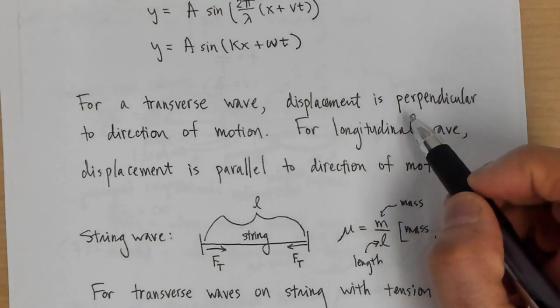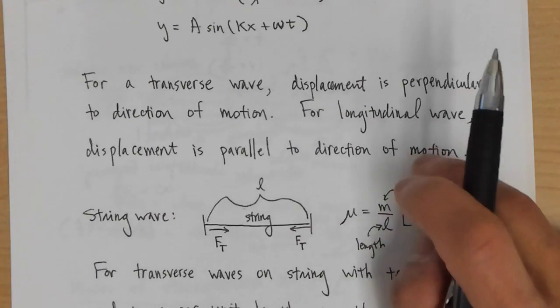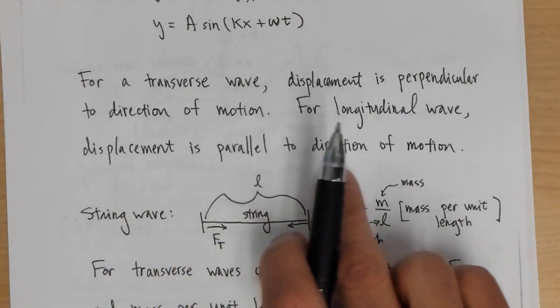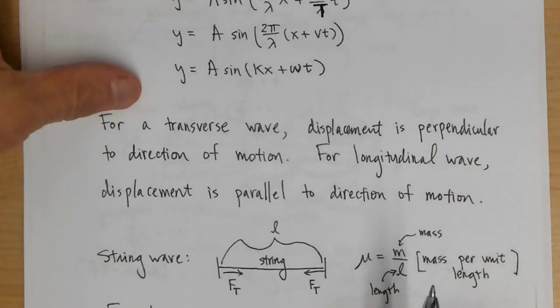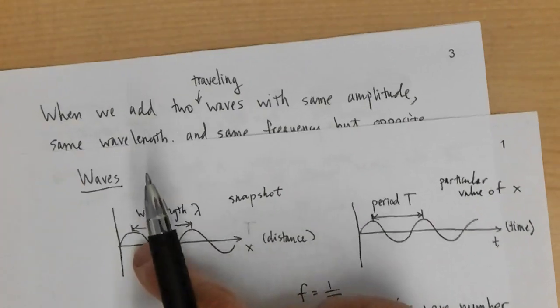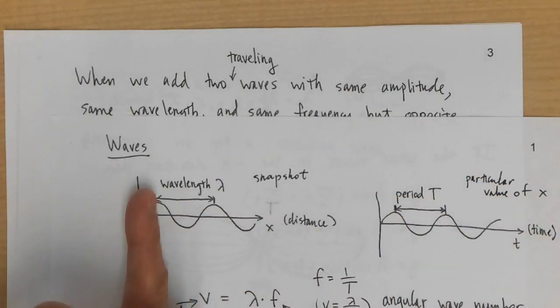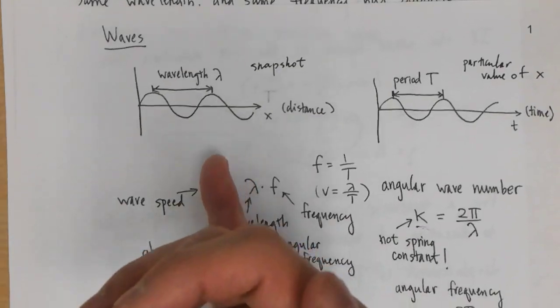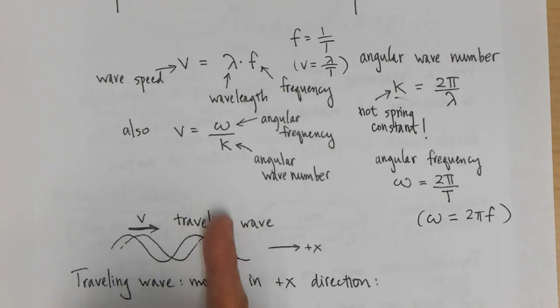Okay, for a transverse wave, the displacement is perpendicular to the wave motion. But for a longitudinal wave, the displacement is parallel to the direction of wave motion. So what I've drawn here are what appear to be transverse waves, but we can have longitudinal waves that are oscillating in directions parallel and anti-parallel to the direction of motion.